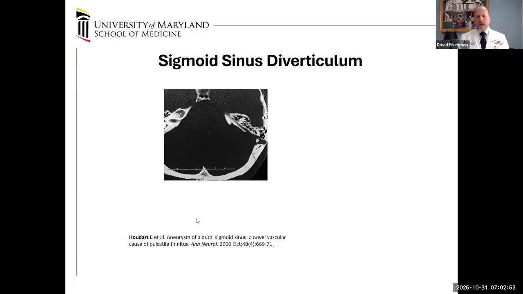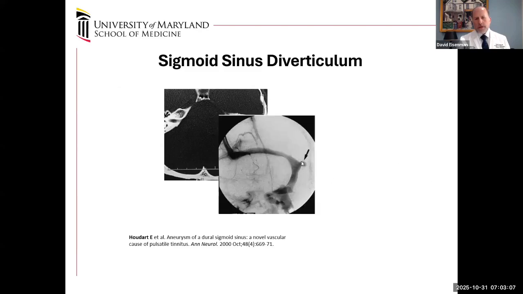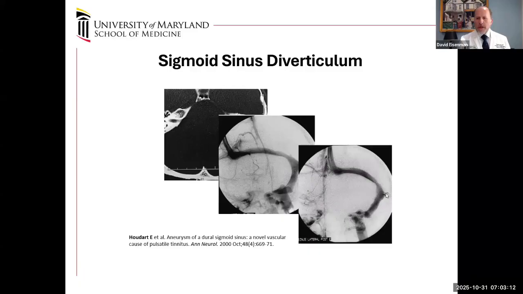So sigmoid sinus diverticulum was first described by Emmanuel Hudart, a French neurointerventionalist, in a case report in 2000. Here was a CT image. Here was his endovascular image showing the lesion, and then he coiled it. And I assume there was a stent underneath this also, because you need to put something in to prevent the material from falling out of the diverticulum, but I don't see it there. And that was successful in relieving this patient's pulsatile tinnitus.